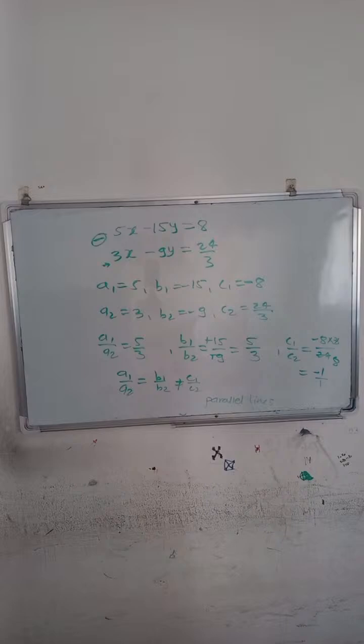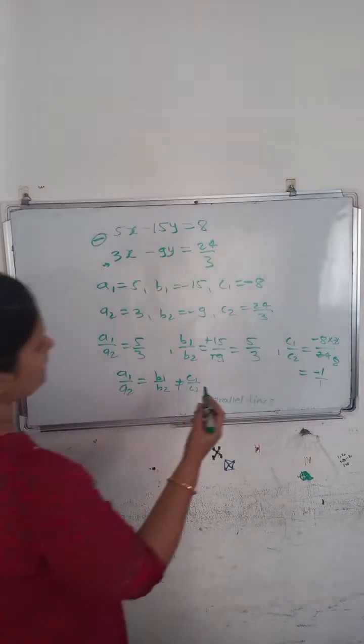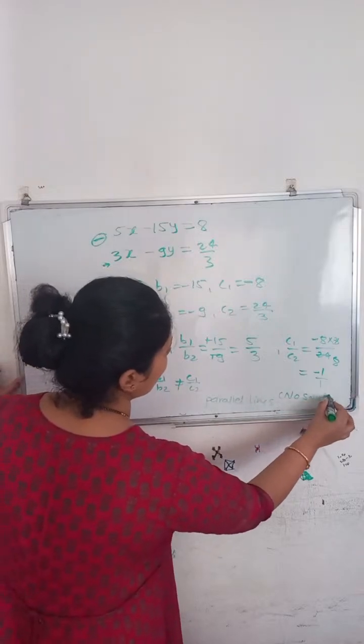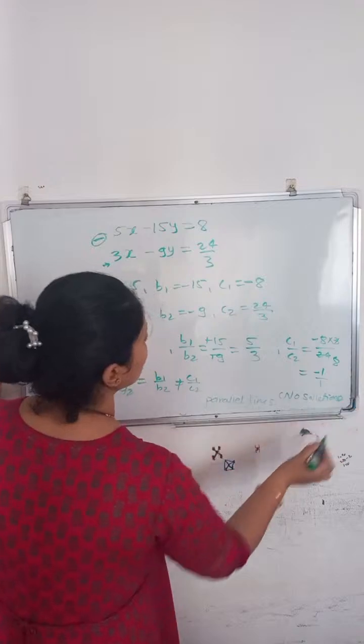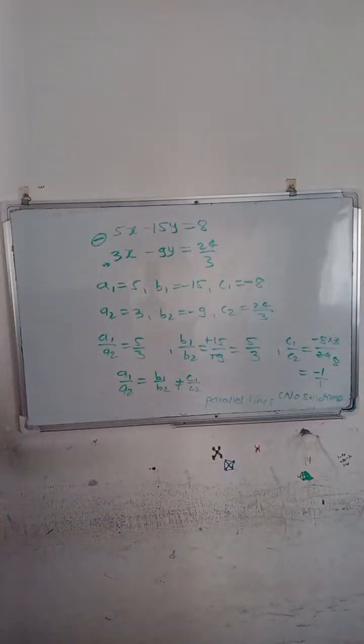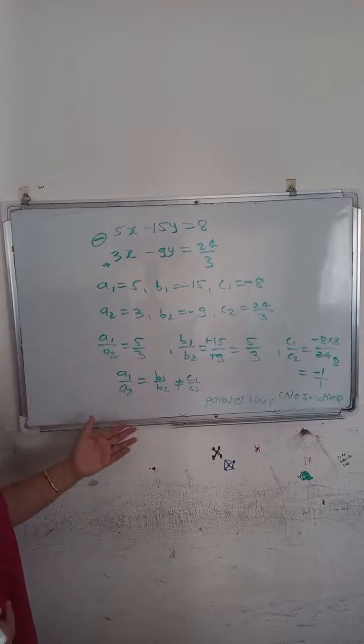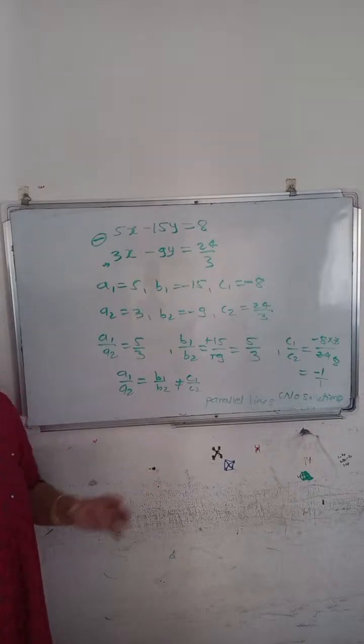They are asking here, parallel lines. Parallel lines, how many solutions do we have? No solution. Okay, so option C is the correct answer. Here there is no solution. In intersecting lines, we have only one or a unique solution, in coincident lines we have infinite solutions, and in parallel lines we don't have any solution.